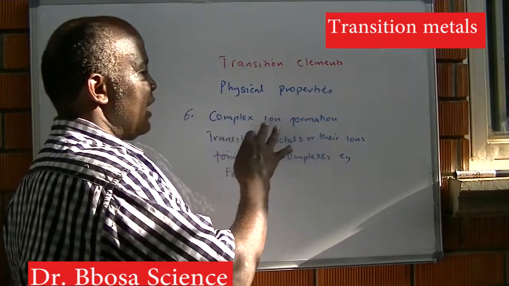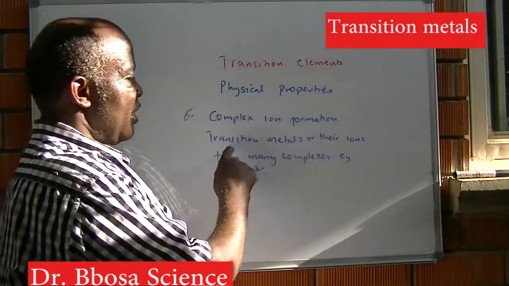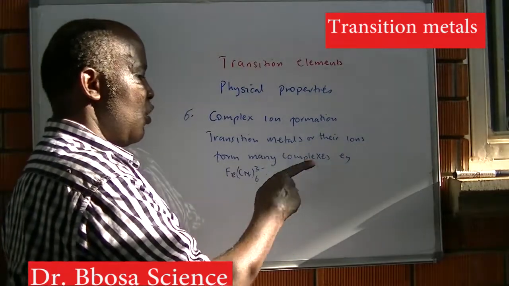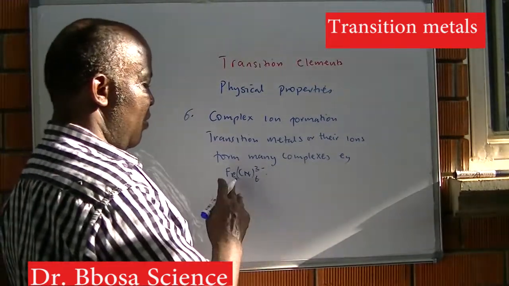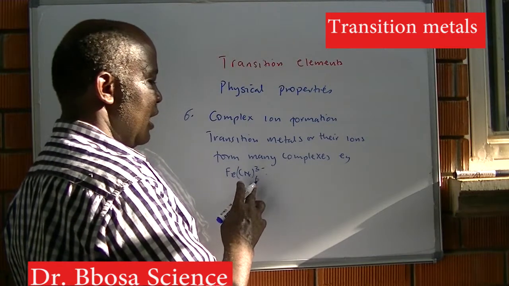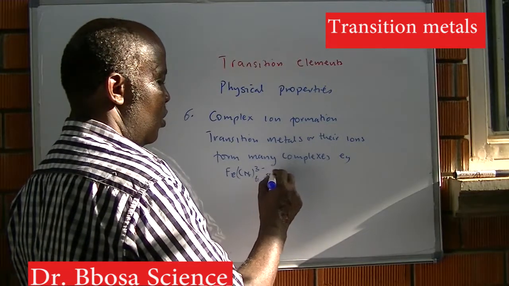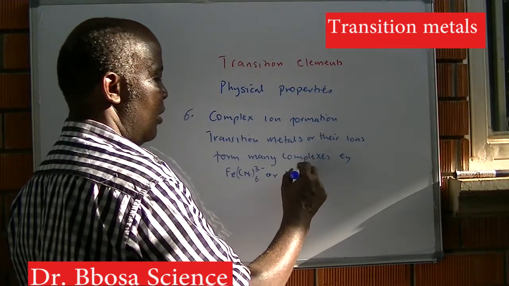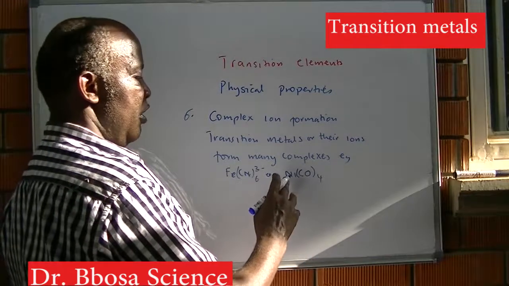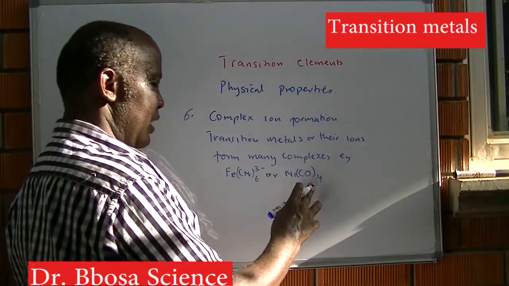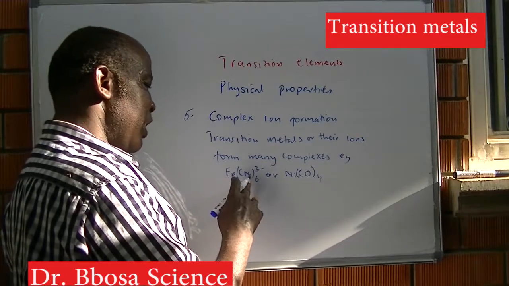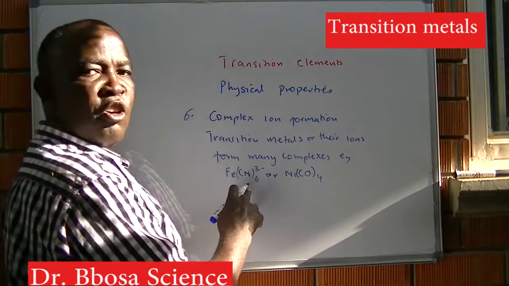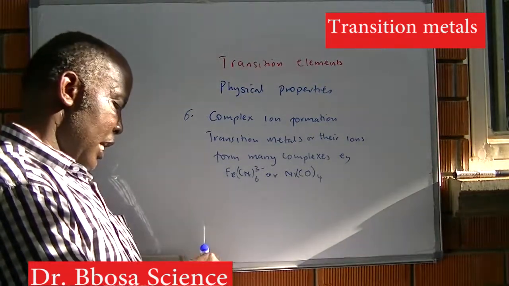6. Complex ion formation. Transition metals, all their ions form many complexes. For example, iron hexacyanide 2 or nickel carbonyl. In nickel carbonyl, the atom forms a complex. In iron hexacyanide 3, iron 3 ions form a complex with cyanide ions.